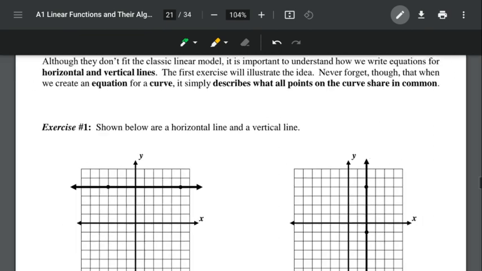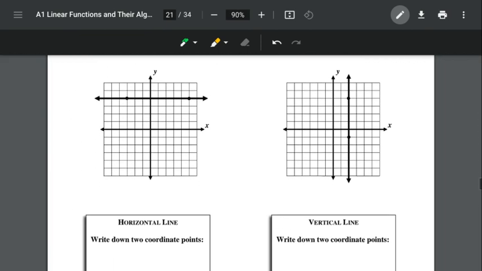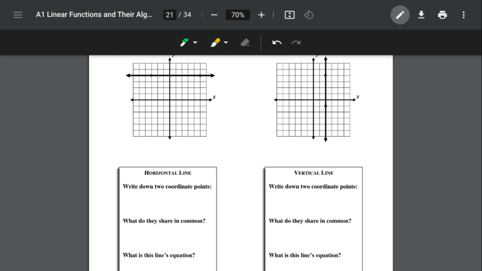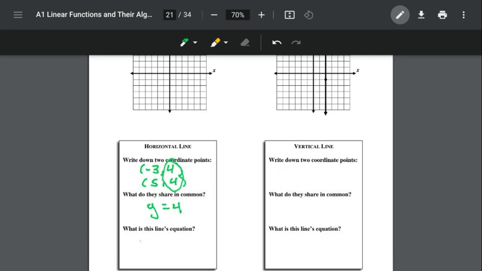So to do this, we're going to do a little exploration. Let's see if I can fit all this. It's a little bit small, but I want you to see the graph on the box. On our graph, I'm going to label these 2 points. This is 5, 4, and the other one is -3, 4. So for the little box that says write down the 2 coordinate points, -3, 4, and 5, 4, what do they share in common? Their y values match, so I'm going to say y equals 4. What's this line's equation? Y equals 4.